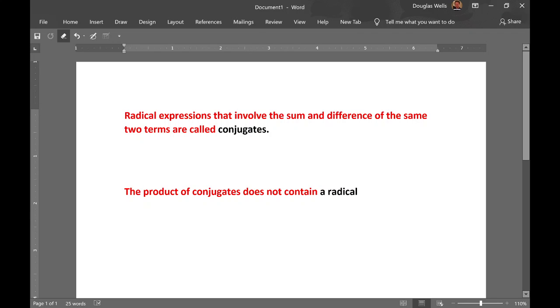Radical expressions that involve the sum and difference of the same two terms are called conjugates. If we look at the first example, my first radical expression involves two terms, radical 2 and radical 3. The sign in the middle is positive. If I keep the same first term and same last term, but I switch the sign in the middle, these two radical expressions are called conjugates of each other.